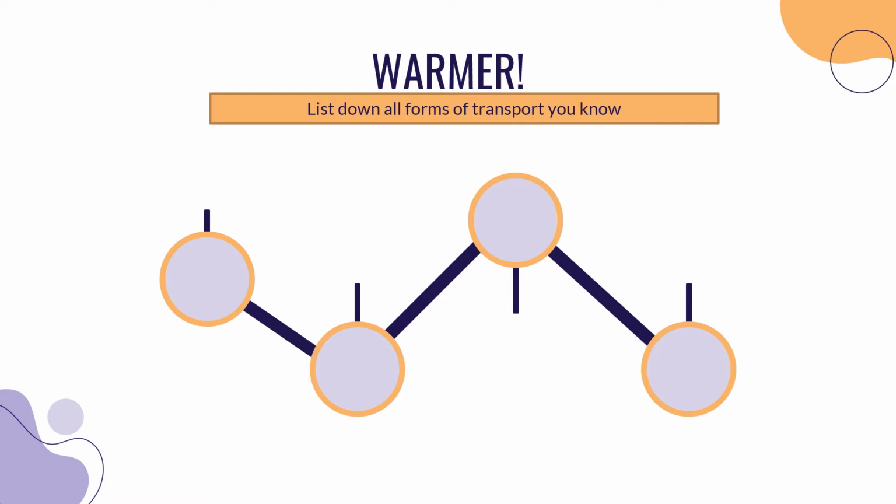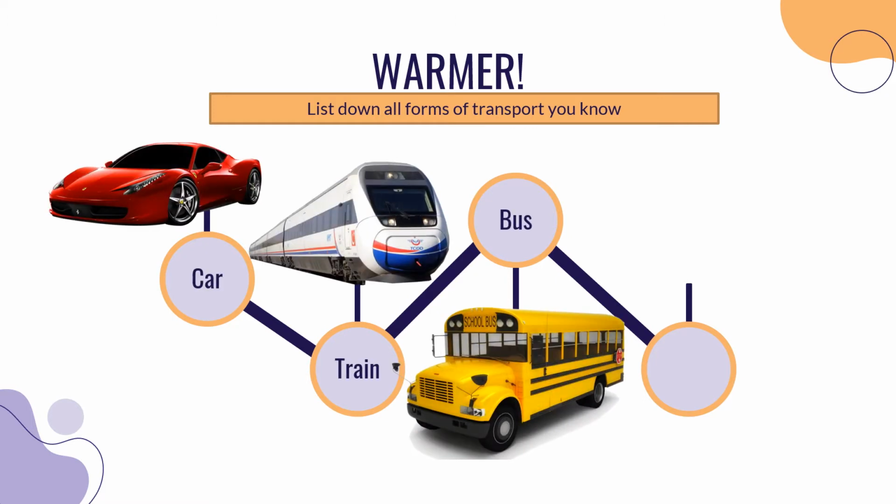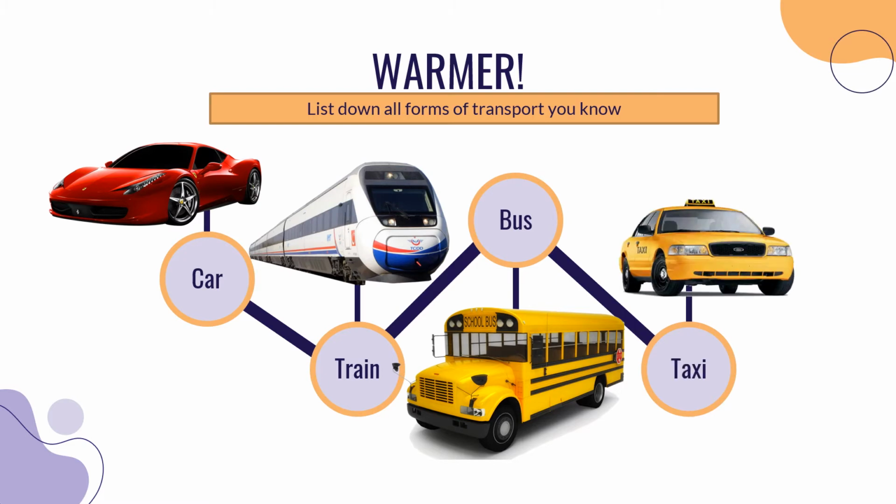Make sure you did. Okay, some of the examples of transport that we know, whatever that we have seen in our daily life. Examples, we have car, train, bus, and also taxi. Nowadays we have all the Grab taxis around. So these are some of the transports that we see in our daily life. But what about the rest?